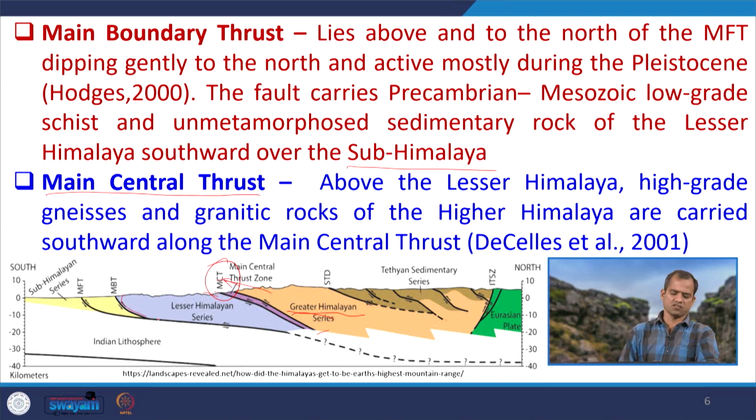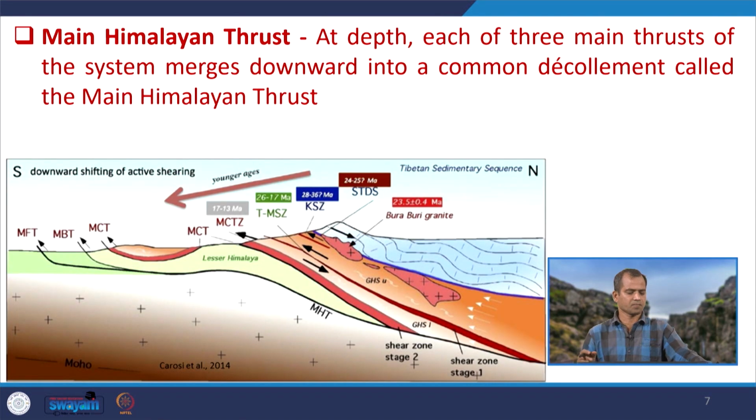And the Lesser Himalayan sequence, as we have discussed, is mostly sedimentary rocks, some of them less metamorphosed or unmetamorphosed, and it is overriding the Siwaliks. Then through the MCT, these Higher Himalayan rocks are overriding the Lesser Himalayan rock. So, that means from south to north, the age of the thrust sheet increases.